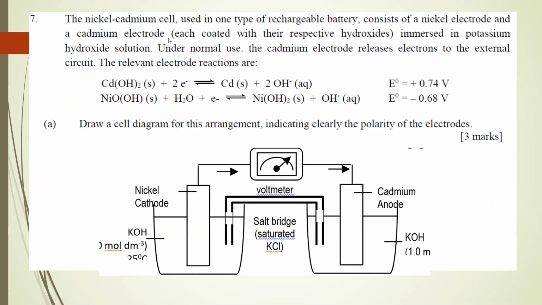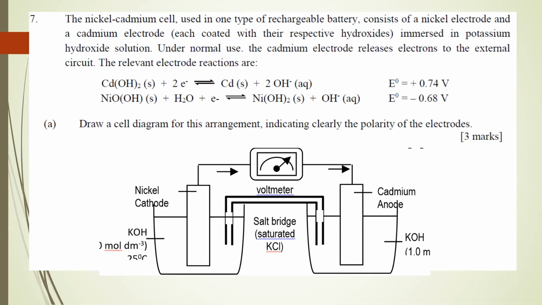The nickel-cadmium cell used in one type of rechargeable battery consists of a nickel electrode and a cadmium electrode, immersed in potassium hydroxide. Under normal use, the cadmium electrode releases electrons to the external circuit. The relevant electrode reactions are given below. Cadmium hydroxide plus 2e- gives cadmium plus 2OH-, and then NiOOH plus H2O plus e- gives Ni(OH)2 plus OH-. So E naught is negative 0.68.